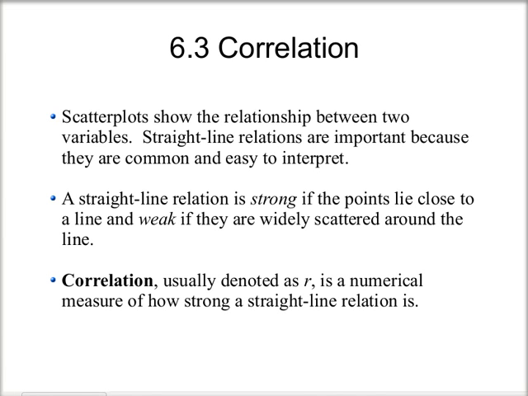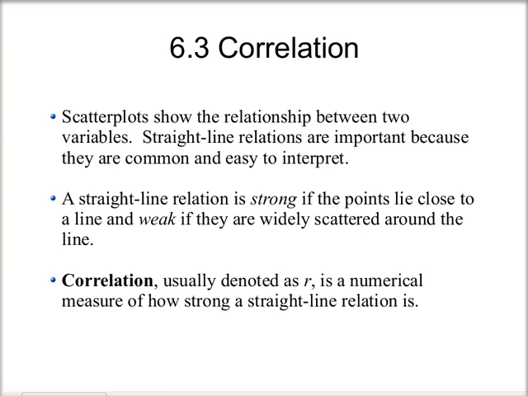We've seen how scatter plots show the relationship between two variables, and straight line relations are important because they're common and easy to interpret. We've also put regression lines in our scatter plots and used those to help us see how strong or weak the straight line relation is. And we call the relation strong if the points all lie close to the regression line, and weak if they are more scattered and spaced out around the regression line.